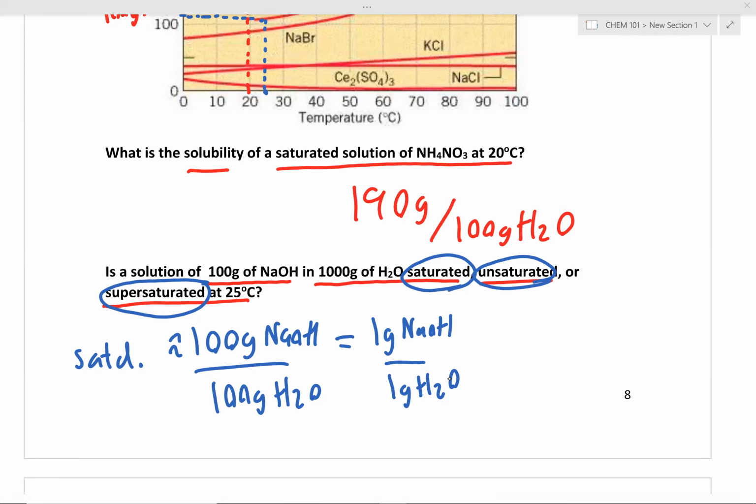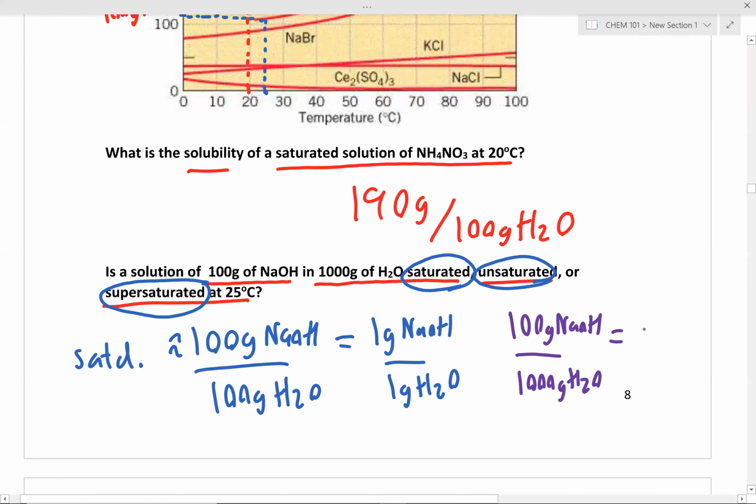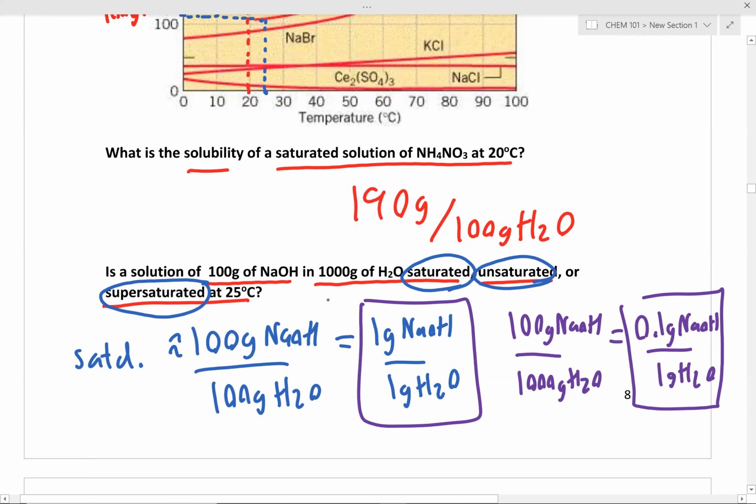Now I'm going to compare this solubility to the solubility found in my solution, which has 100 grams of NaOH per 1,000 grams of water. And that in turn gives me 0.1 grams of NaOH per 1 gram of water. Now, if I compare these two numbers, is the solubility found in my solution greater than or less than the saturated solubility? Less, exactly right. So then, if I have less solute dissolved than saturation, what do we call this solution? Unsaturated, exactly. So this solution would be unsaturated. Does that make sense?